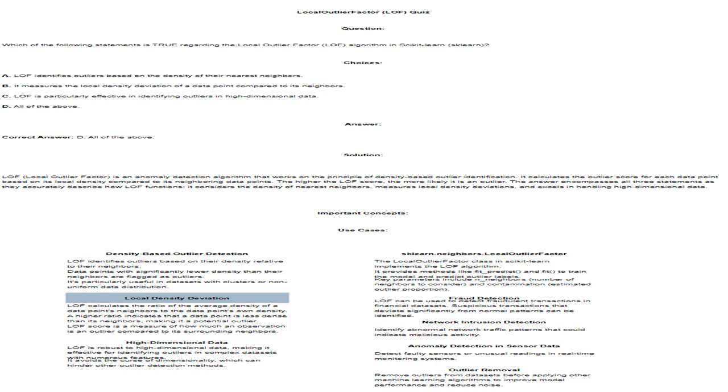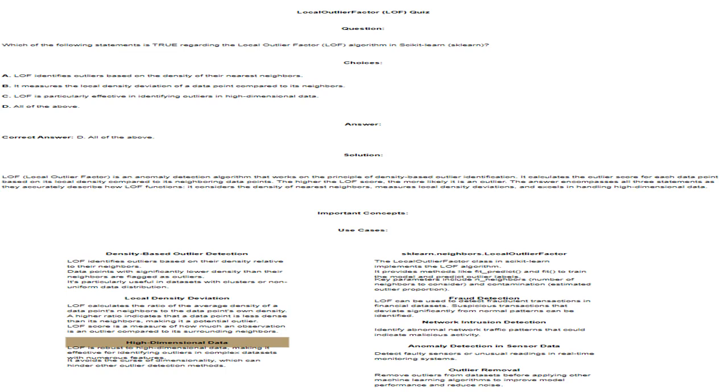Consider a dataset of daily stock prices. A sudden drop in price for a particular stock might indicate a potential outlier. LOF would calculate the density of the stock price relative to its neighbors, and if it's significantly lower, it would be flagged as an outlier, suggesting an unusual event.